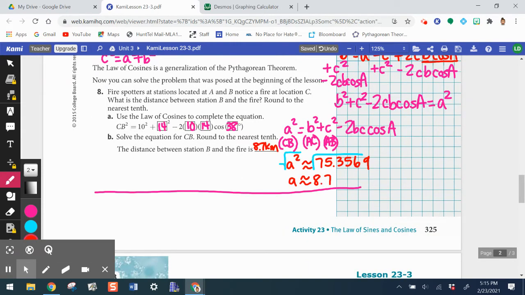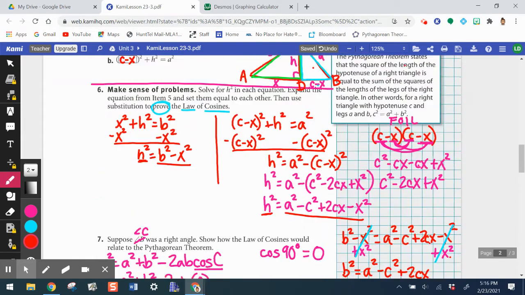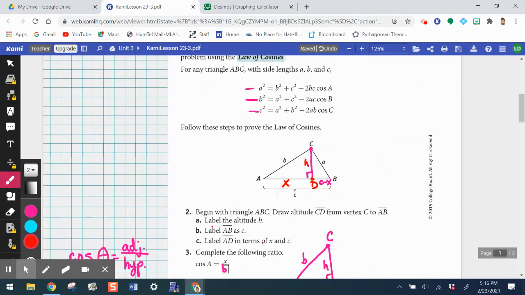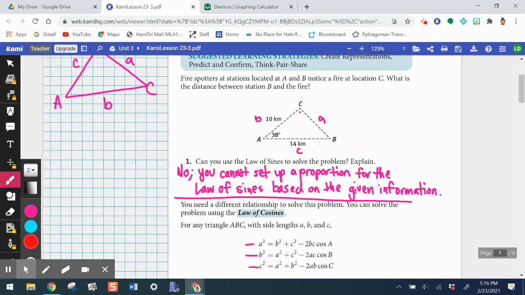Okay, so obviously a little bit new to the law of cosines, but remember the fire spotters are at stations located at A and B. Notice the fire at location C. What is the distance between station B and the fire? So in our problem, let's go back to our original problem here. We're trying to find the distance between station B and the fire, which is lowercase a.